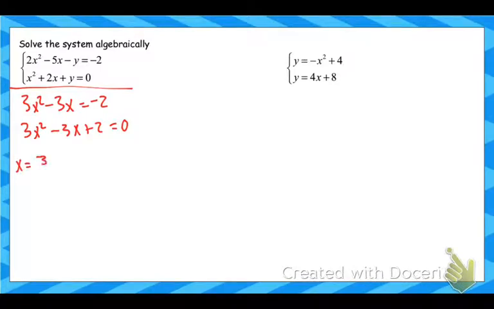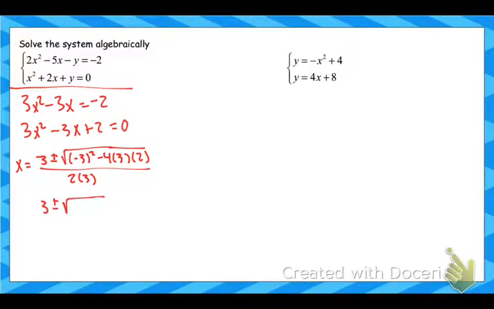So negative b plus or minus the square root b squared minus 4ac all over 2a. Simplify what's on the inside, and you'll notice I end up with 9 minus 24, which should be a negative 15. So instead of going through and writing the imaginary values for this, what we need to realize is what this tells us. There are no real solutions for x in this system.